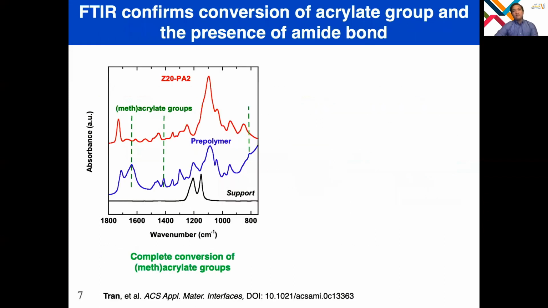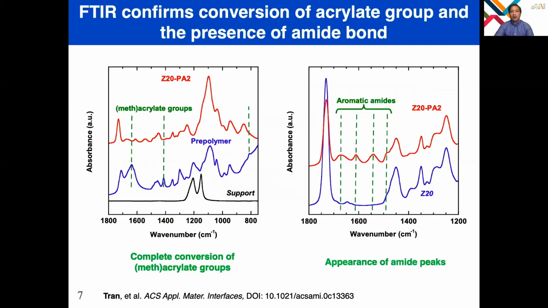We utilize FTIR to confirm the conversion of acrylate or methacrylate groups. As shown in this figure, the three characteristic peaks of the acrylate group are not present in the spectrum of the Z20PA2 membrane. We also use FTIR to verify the presence of the polyamide layer on the surface after modification. As shown in this figure, the four aromatic amide peaks are only present in the spectrum of the Z20PA2 membrane and not in the spectrum of the Z20 membrane.